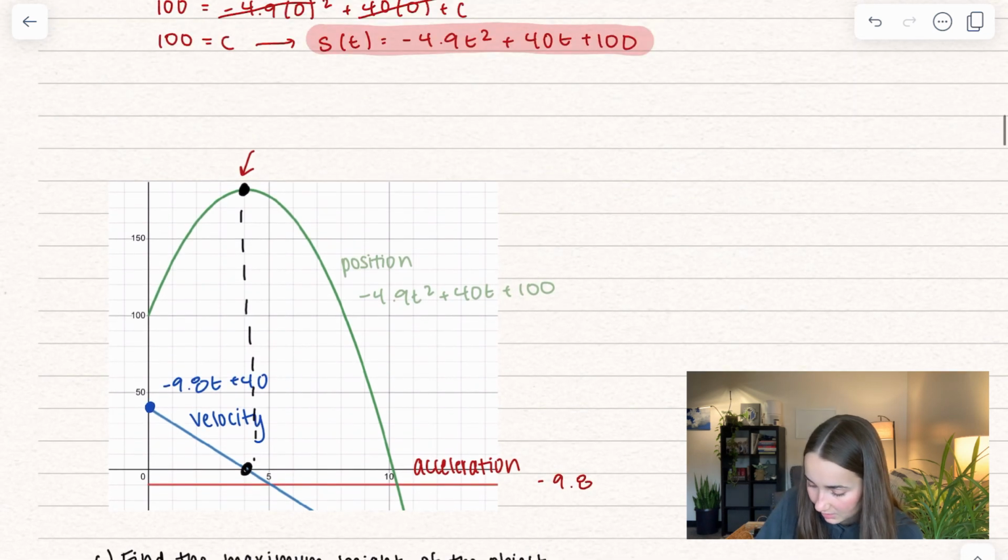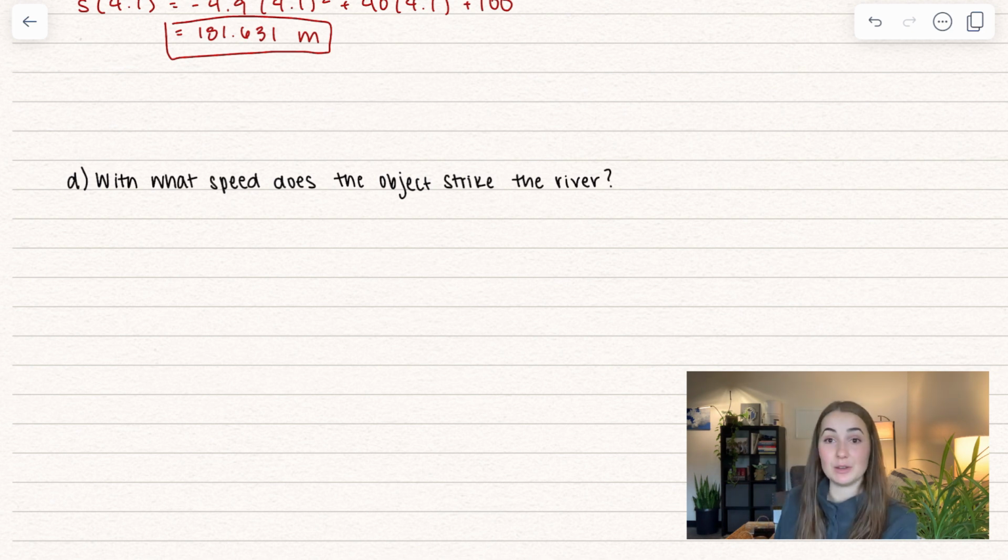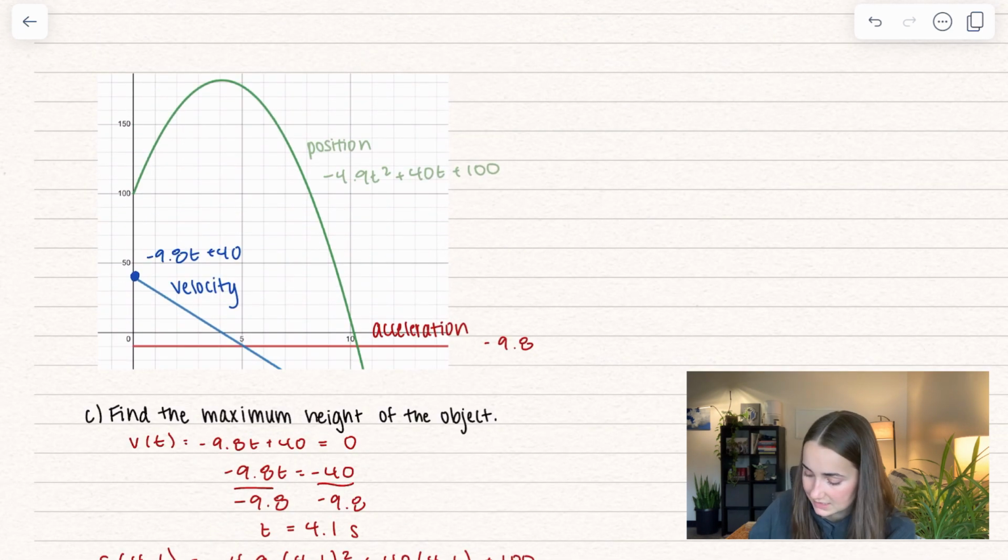And if we look at our graph right here, we can see it's a bit more than 150, so we get 181-ish. Okay, and then part D, with what speed does the object strike the river? So this is going to be when it actually hits the river. And we want to think about the time in which it's hitting the river. So in order to find when we're hitting the river, we want to see where our position function is equal to 0. So it's like we're finding the zeros of it.